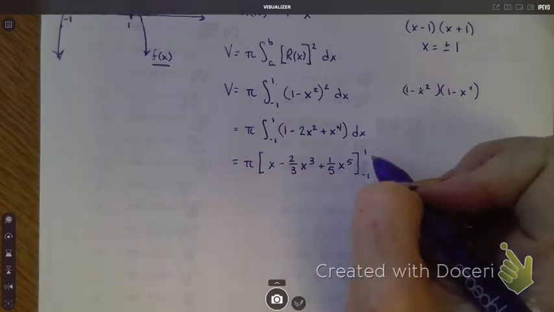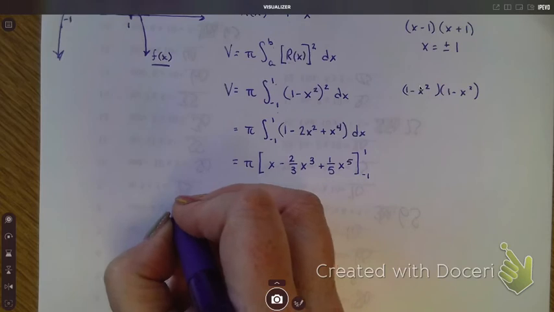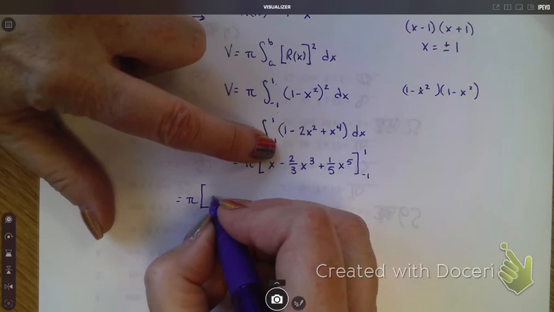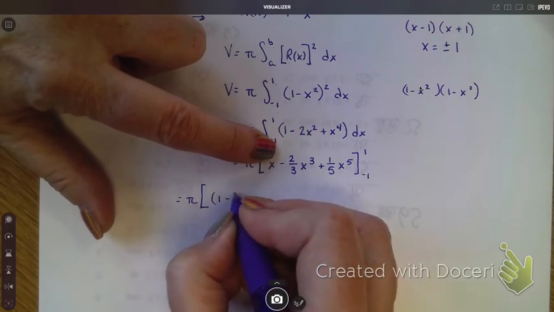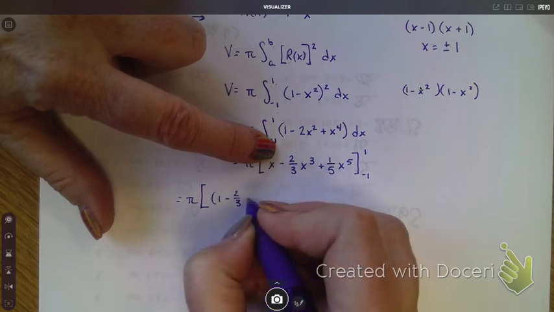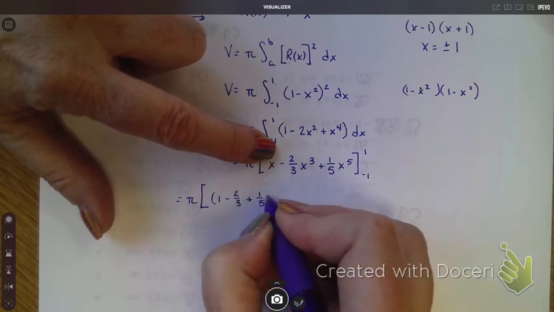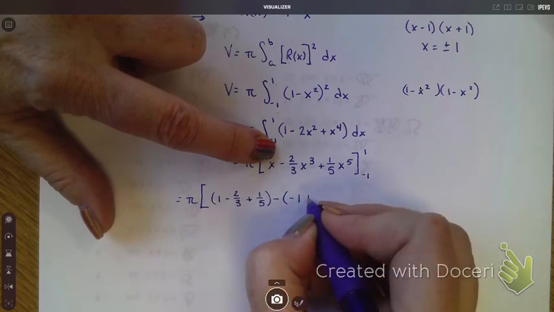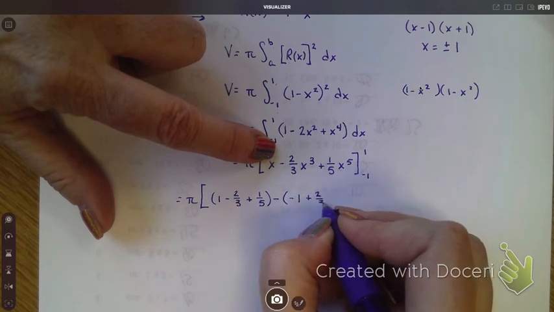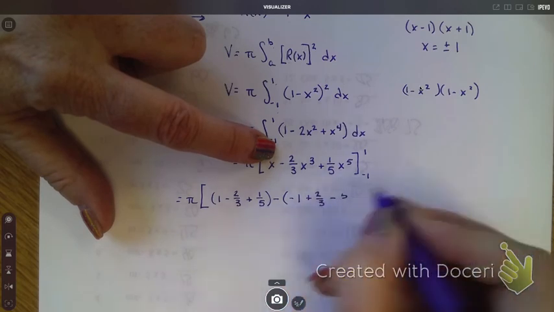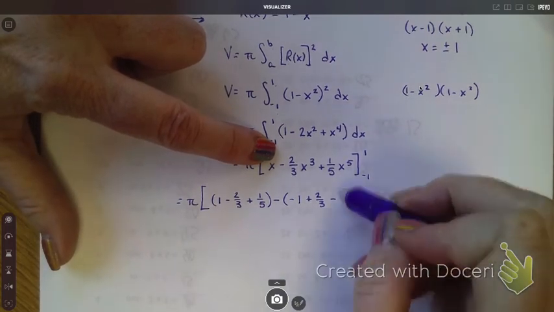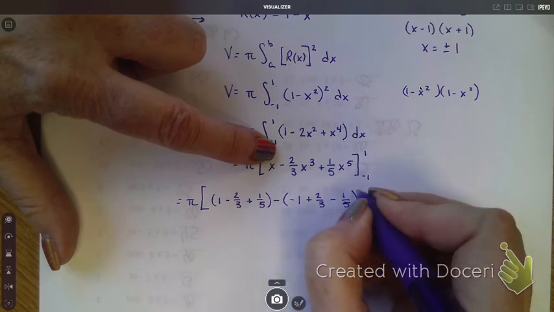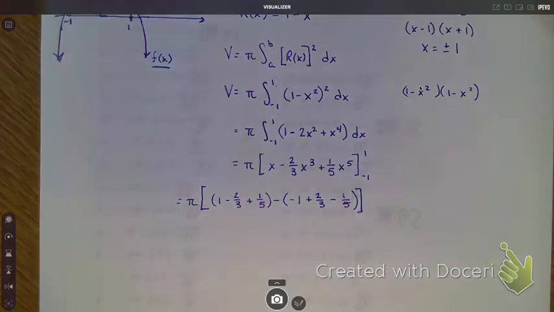Okay, so now I have to do the top minus the bottom, correct? Yes. Keep the pi out. Okay, so I have 1 minus 2/3 plus 1/5 minus negative 1 plus 2/3 minus 1/5. Am I right? That's what I get. Is that what you get when you plug them in?